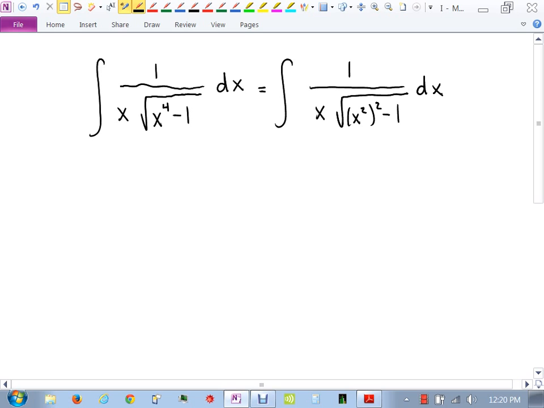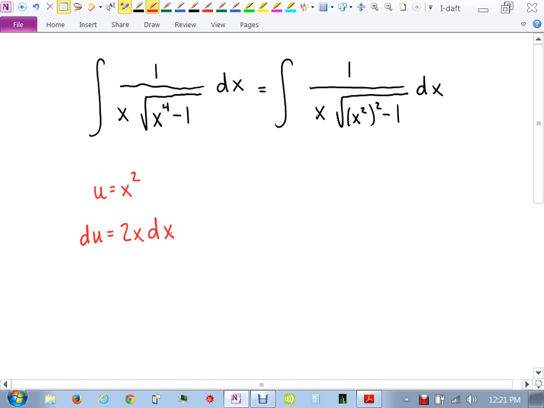So all we've done now is replace the x to the fourth with x squared squared, keeping in mind some of those formulas for inverse trig functions, for antiderivatives. Now let me make a substitution. u is equal to x squared. What's the derivative of u? 2x dx. Do we have 2x dx?